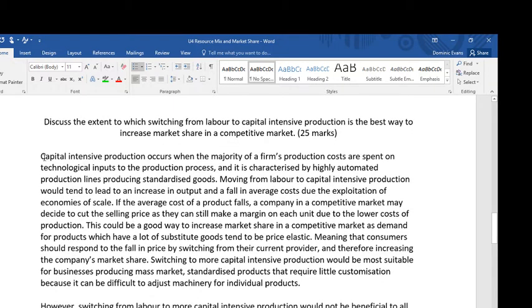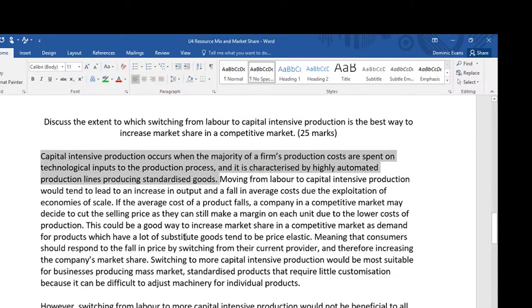So how do I start off? Capital intensive production occurs when the majority of a firm's production costs are spent on technological inputs to the production process, and it is characterised by highly automated production lines producing standardised goods. Okay, so this first sentence here is a definition.